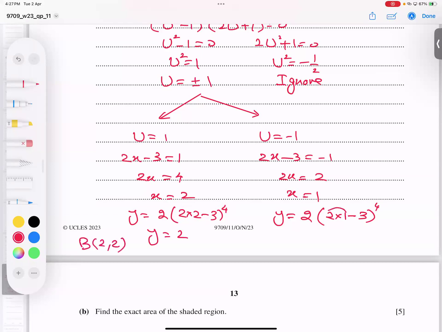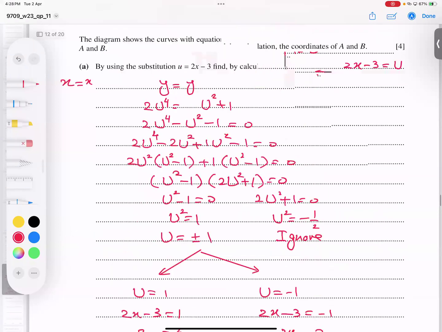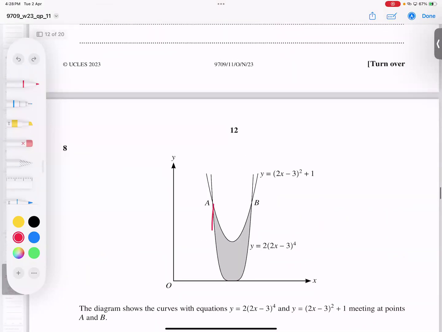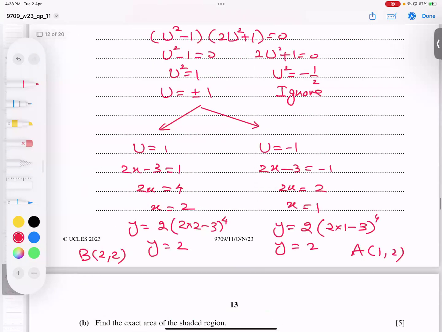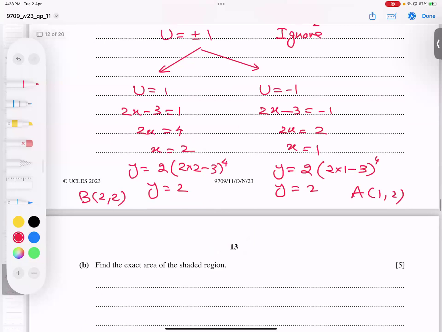And here, 2 times 1 minus 3 gives minus 1, but even power will eat the negative sign. I get y equal to 2. And I got two answers, (1, 2) and (2, 2). You can ask me how you know this is A or this is B. The logic is very clear: the smaller x is A and the bigger x is B. So I can say here x is 1 and here x is 2. But both heights are 2. That is not our major task. Done. The first part is done.